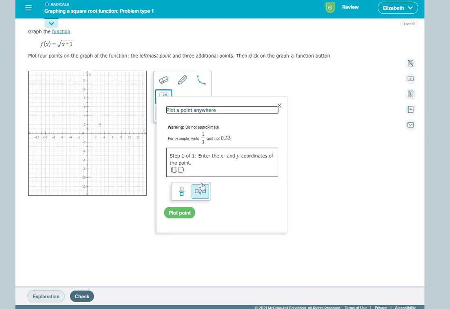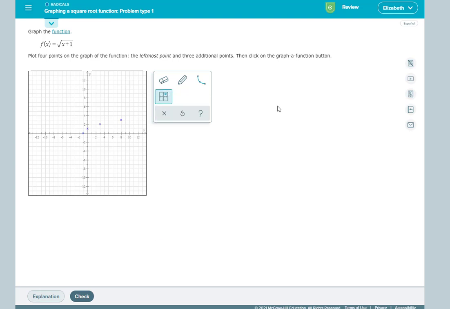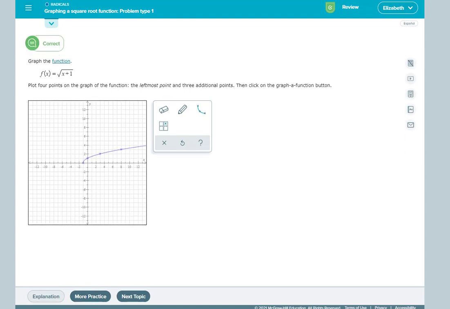So for an x value of 8, if I input an 8 in there, 8 plus 1 is 9. The square root of 9 is 3. So when I input an 8, it outputs a 3. Plot that point on there. There it goes. It did it. So I have my 4 points, and then I'm going to draw my little curve. And let's check that we're right. Yay, it worked. So anyway, hope that helps you when you're working on your graphing.